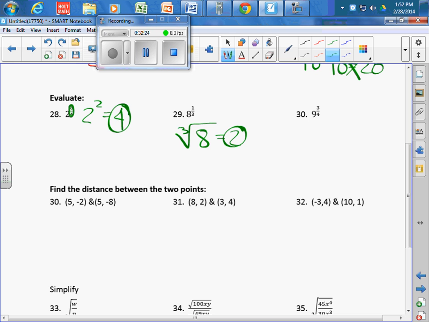In number 30, remember, the numerator is going to be the exponent. The denominator is going to be the root. So in number 30, I'm looking for the 4th root of 9 to the 3rd.